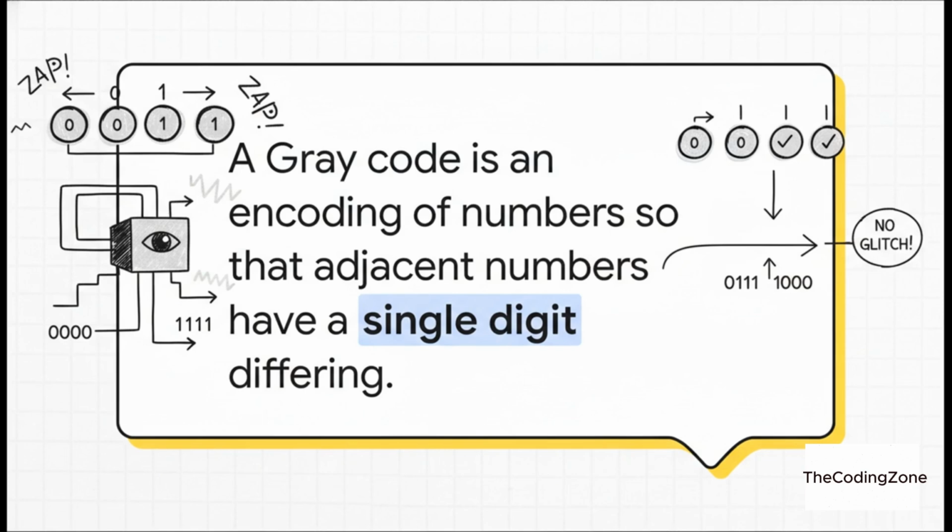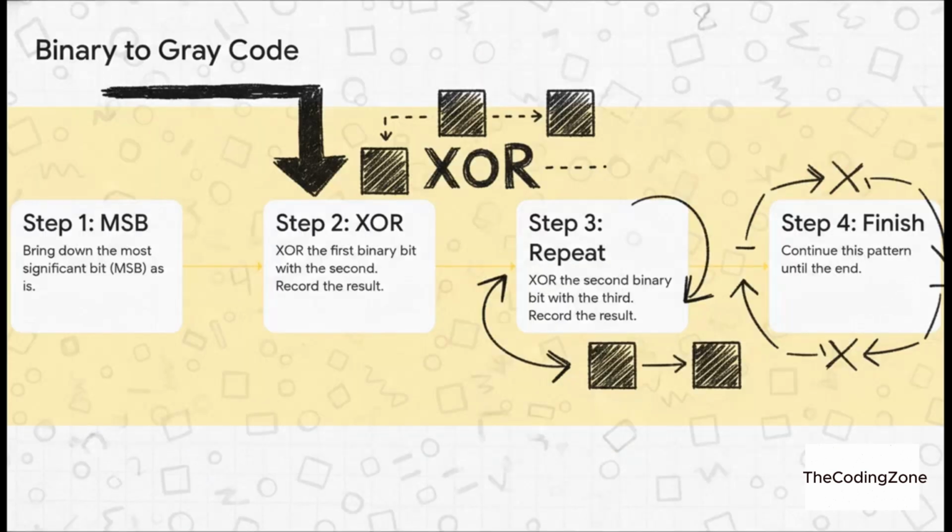And think about why that is so important. When a mechanical sensor is trying to read a binary number changing from 7 to 8, all 4 bits are flipping at once. For just a tiny fraction of a second, the sensor might see a totally crazy value, like all zeros or all ones. That's a glitch. Gray code completely gets rid of that possibility. Since only one bit is changing, there's no weird in-between state. It's either the old number or it's the new number. Clean, simple, no errors.